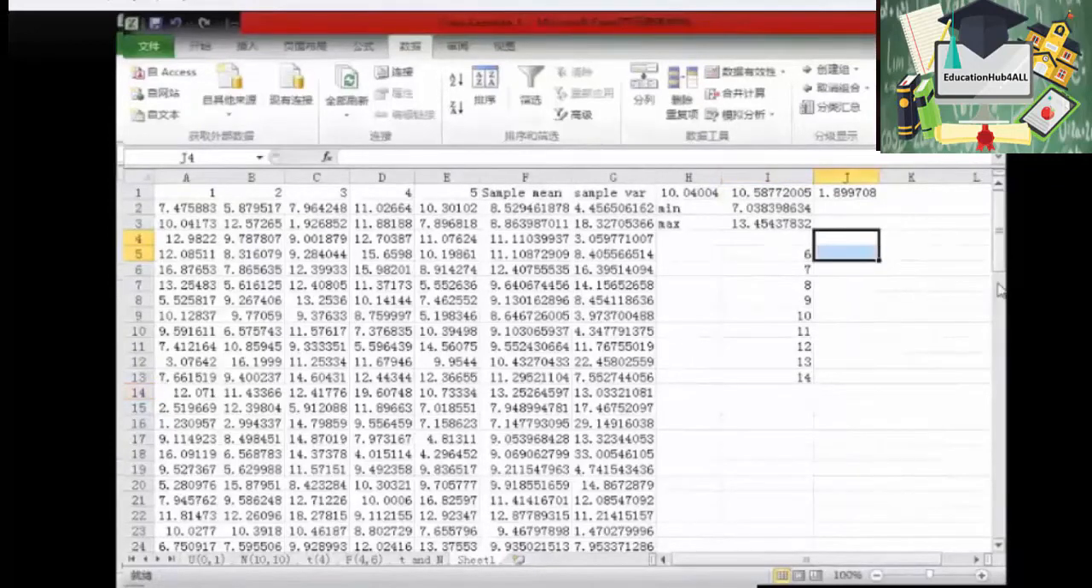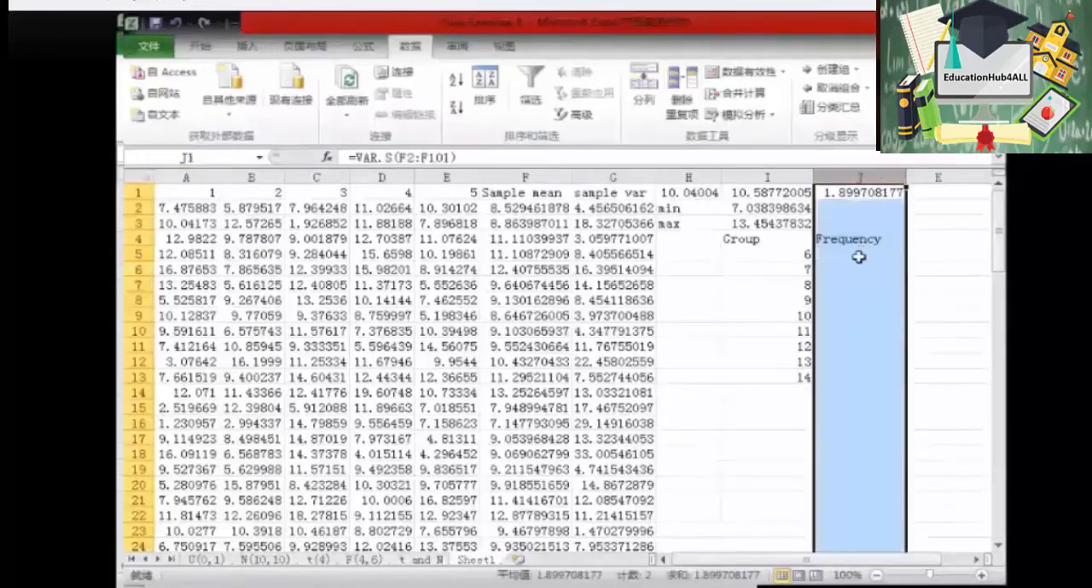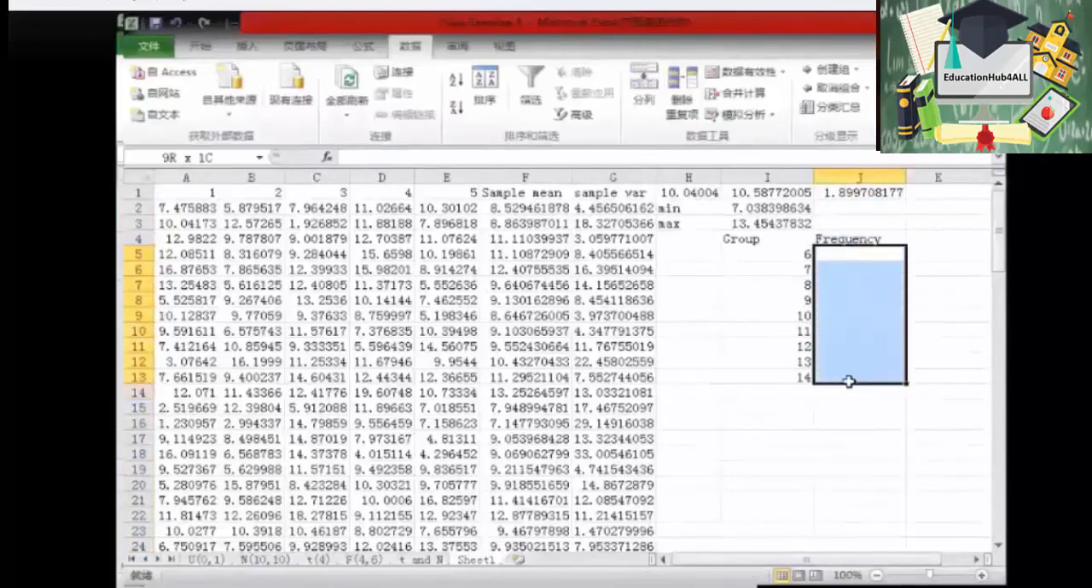Let's say we make this a group. You can give it a name. I say these are the frequency. Again, we used this function before. You select the cells to enter frequency.